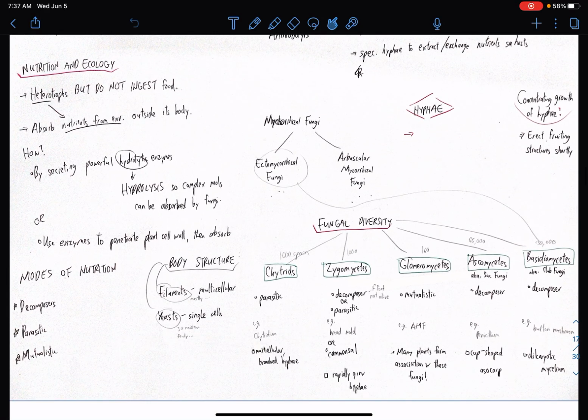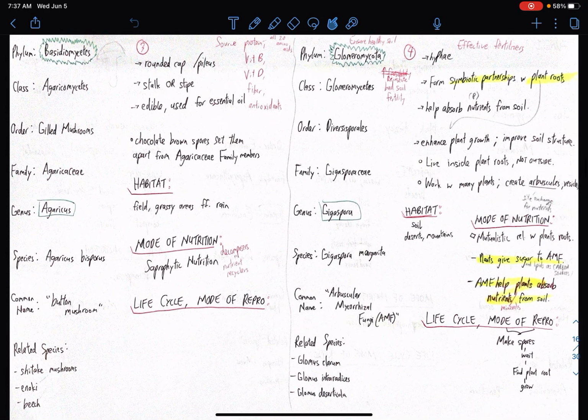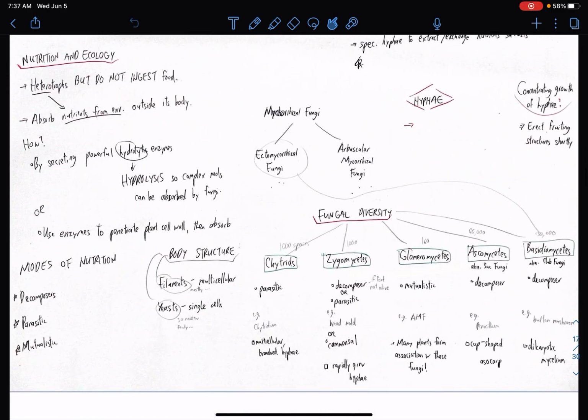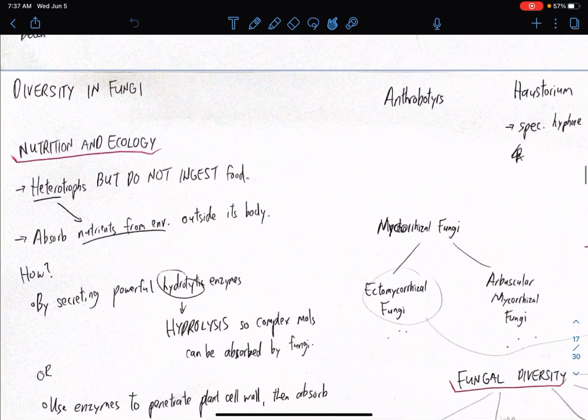This will be a fast video. I was cut short when I was teaching this page, but this page is already finished. Let's finish our topic on fungi.